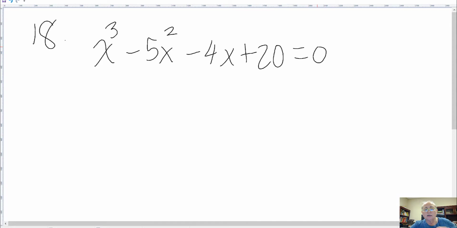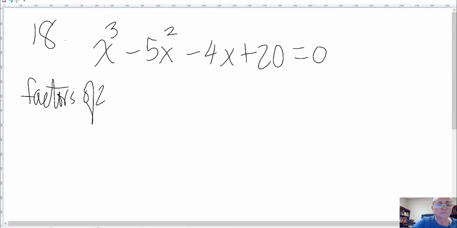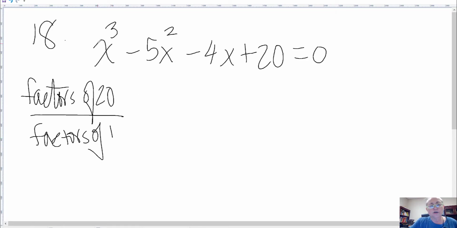Okay, now I look at this and I can tell that it factors. You might want to do it with synthetic division. So remember how you do that. Factors of 20 over, in this case, the factors of 1, because there's a 1 coefficient here. So really we're just looking at the factors of 20.